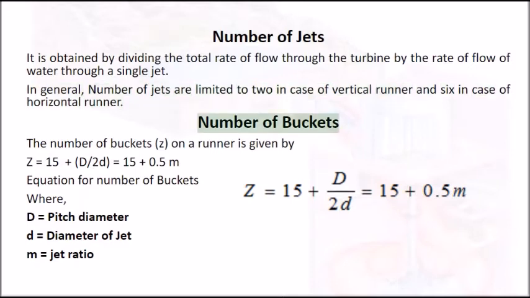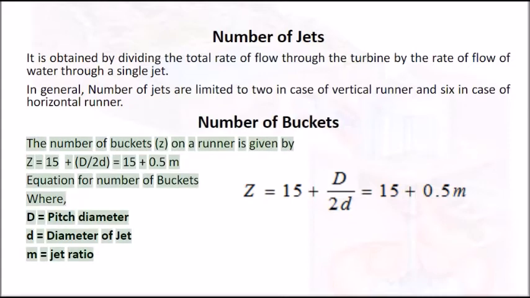Number of buckets. The number of buckets, Z, on a runner is given by Z equals 15 plus D/2d, equals 15 plus 0.5m. This is the equation for number of buckets, where D equals pitch diameter, d equals diameter of jet, m equals jet ratio.